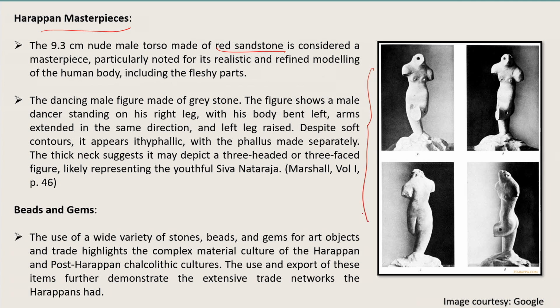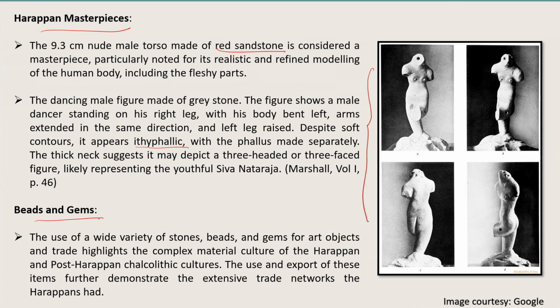The dancing male figure made of grey stone. The figure shows a male dancer standing on his right leg with his body bent left, arm extended in the same direction and left leg raised. Despite its soft contour, it appears ithyphallic, with the phallus made separately. The thick neck suggests it may depict a three-headed or three-faced figure, like representing the youthful Shiva Nataraja according to Marshall.